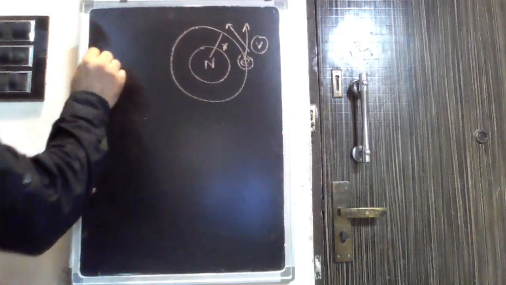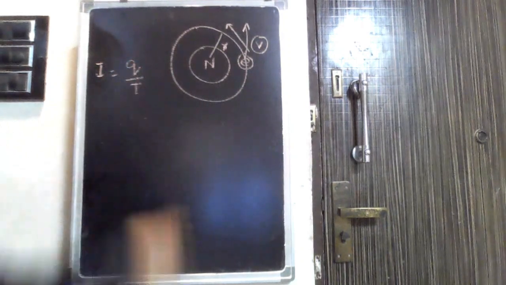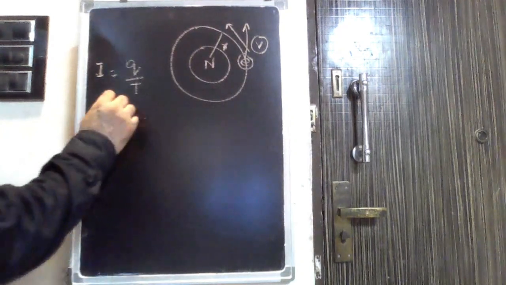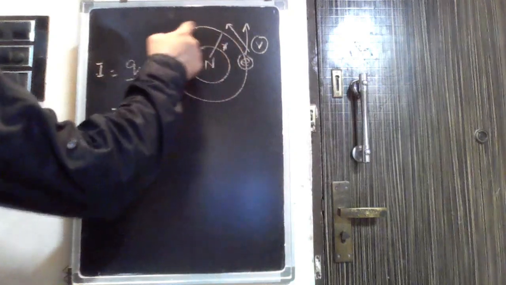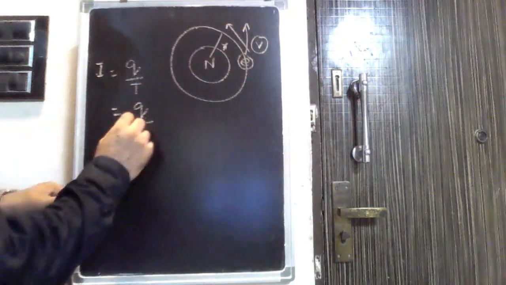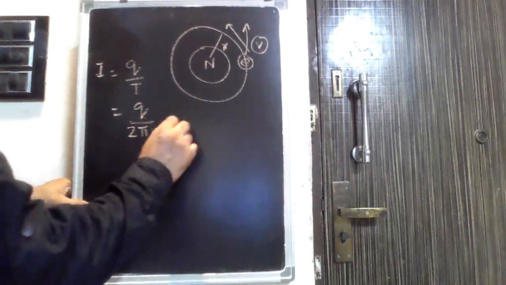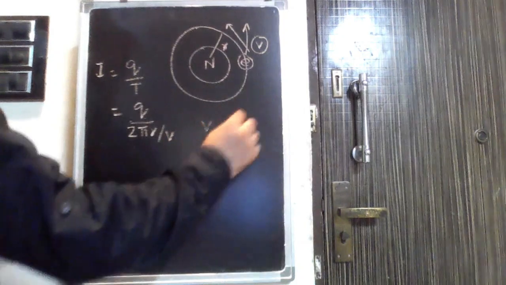So the current is going to be charge upon time, okay, we know that. This T is the total time taken to finish one complete cycle. So I can change time now because time is distance by velocity. The total distance traveled by the electron to complete one circle is 2 pi r, we know the circumference of a circle, and divided by velocity will be time. Because you know velocity is distance by time.